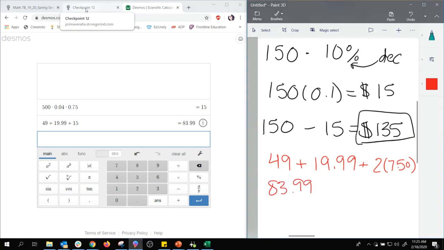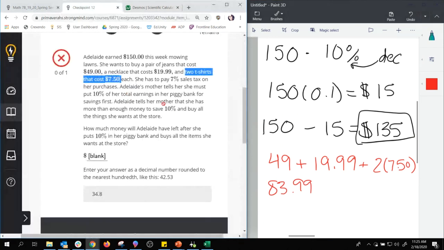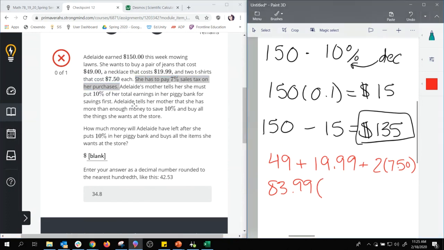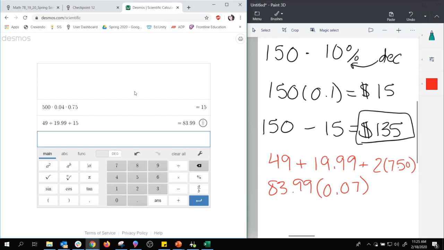Now don't forget that she is buying all of these items, but she also has to pay a 7% sales tax on her purchase. So to figure out how much her sales tax is, I need to take the total that she's paying and multiply it by that 7%. But don't forget, 7% needs to go to a decimal first. So I want to multiply this by 0.07. Perfect. And let's see how much she's paying in sales tax. So 83.99 times 0.07.